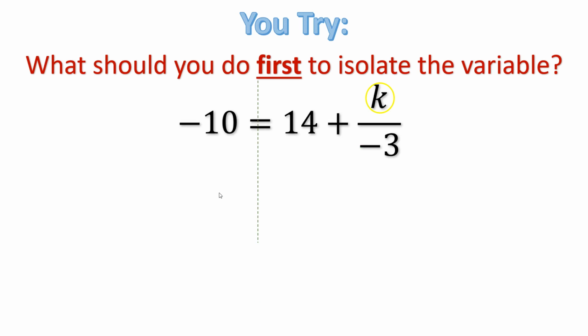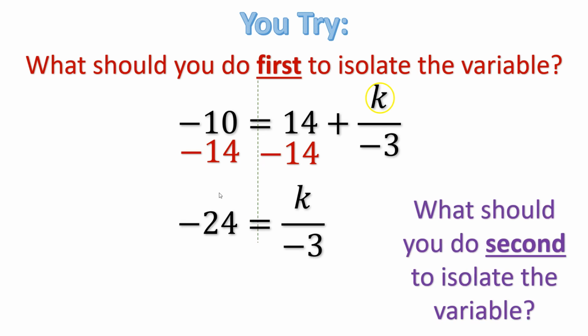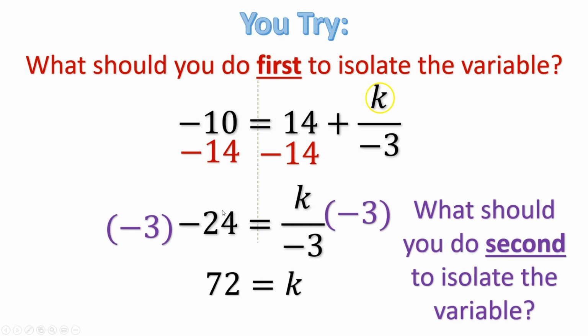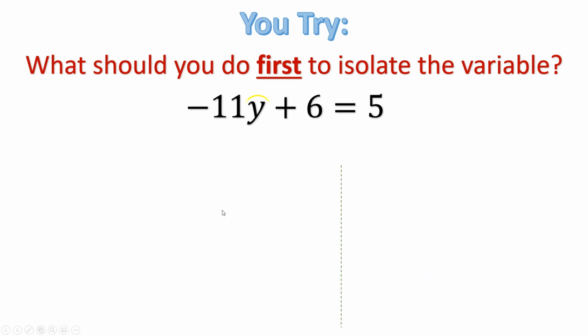How would we isolate the k? You should subtract 14 on both sides, simplify, and then how do we isolate k in the second step? We want to multiply by a negative 3 because a negative divided by a negative will become a positive 1, and simplifying it, you'll get k equals positive 72.